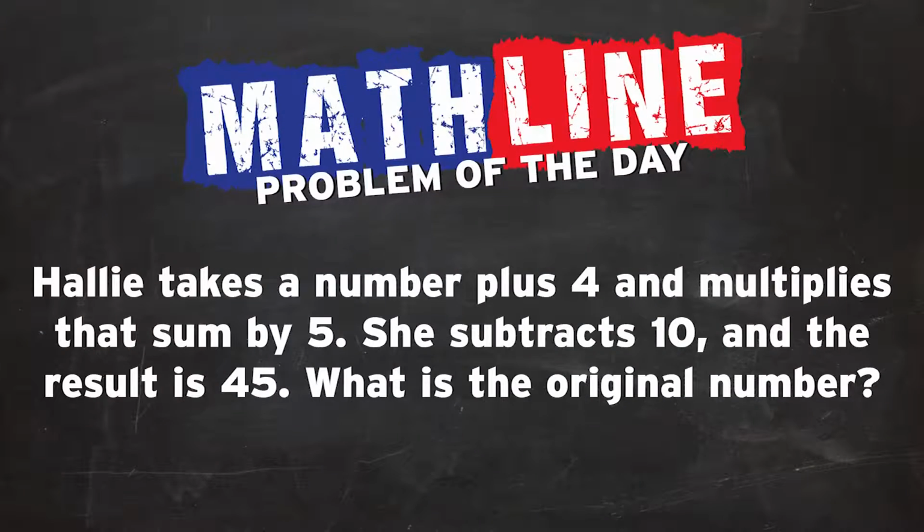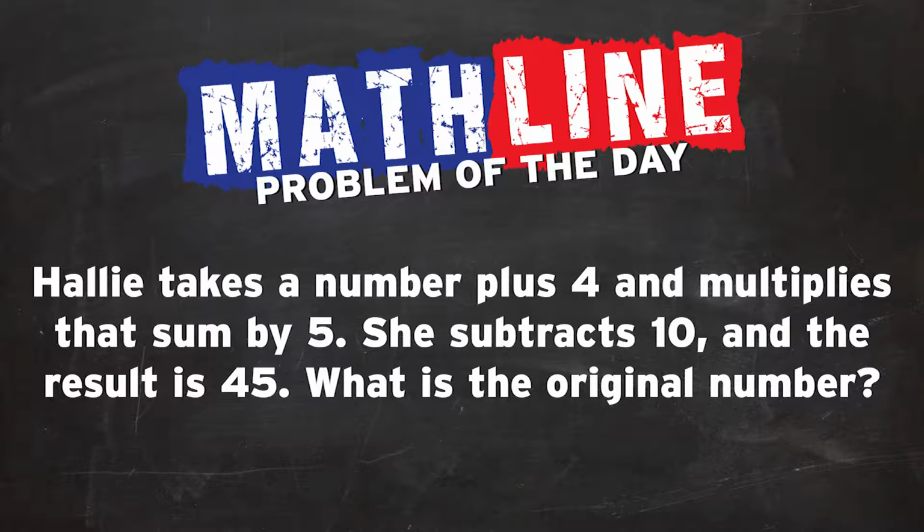But right now, let's get to problem of the day. And problem of the day is all about Hallie. Hallie takes a number plus 4. Then she multiplies that sum by 5. She subtracts 10, and the result is 45. What is the original number?